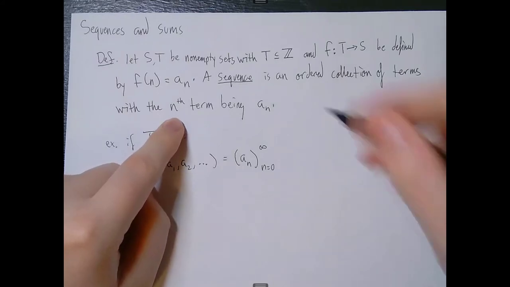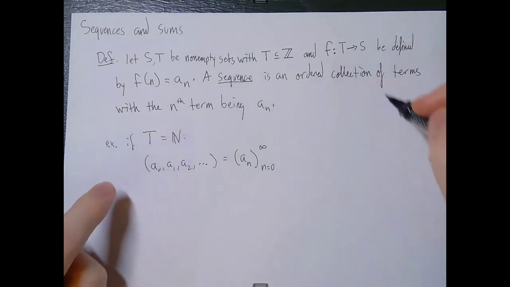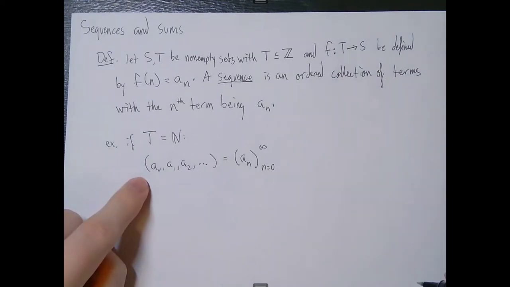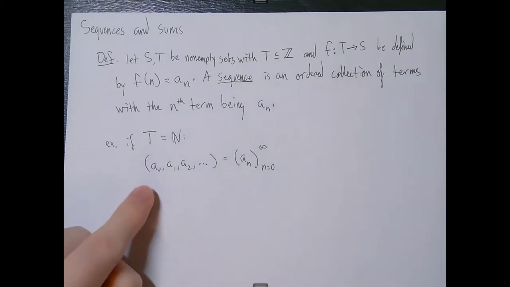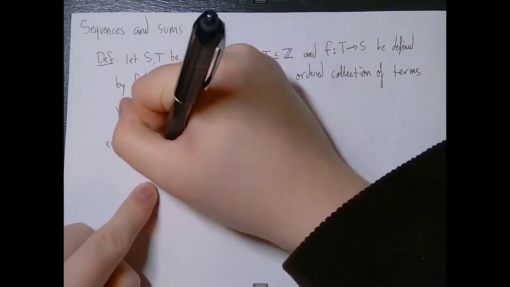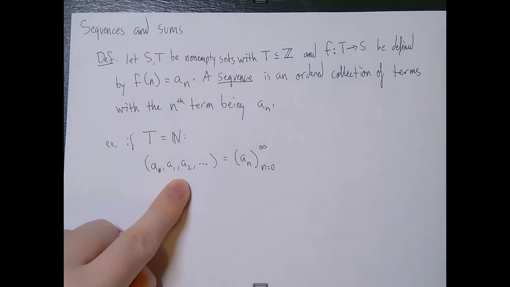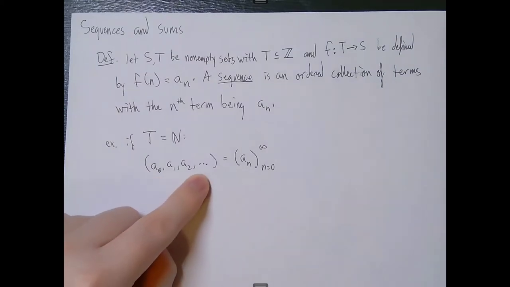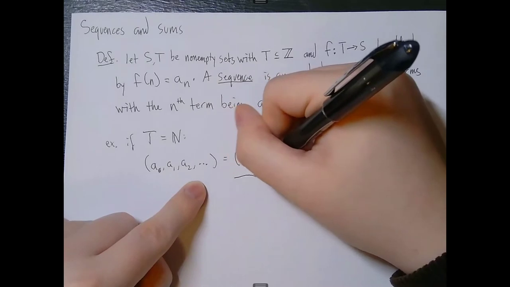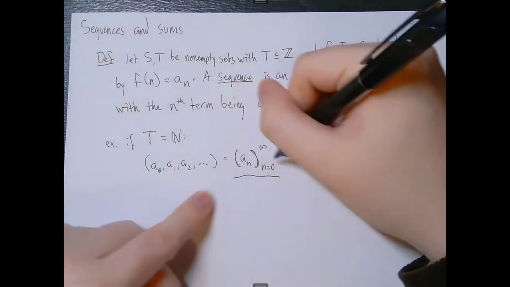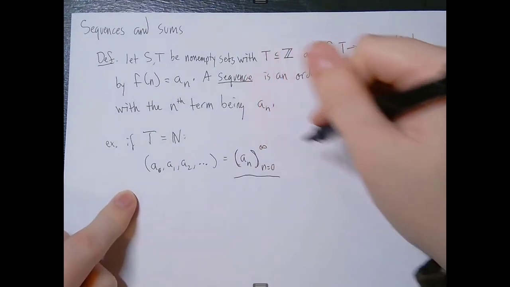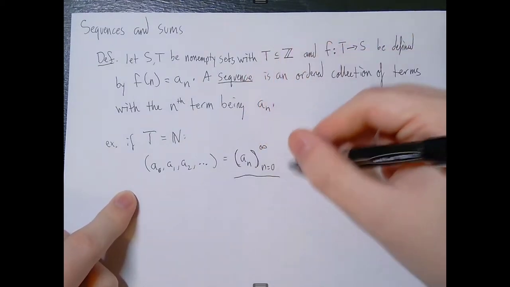And given that we're talking about an ordered collection of terms, this means that we're going to use ordered n-tuple notation. So as an example, if our input domain T happens to be equal to the natural numbers, then we could have a sequence a sub 0, a sub 1, a sub 2, and so on and so on and so on. And the way we can write this in a more compact form is the sequence containing all a sub n with n equals 0 to infinity. So starting at a sub 0 and going all the way up to infinity.